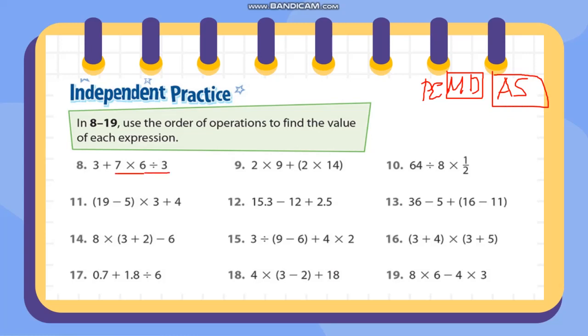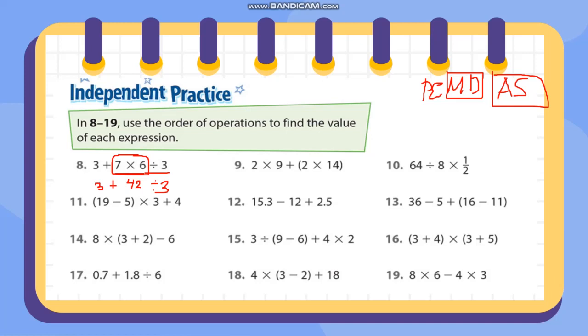Now, what is the rule? Which comes first from left to right? So the multiplication comes first. So we need to multiply first. So 7 multiplied by 6 is 42. Then we need to divide it by 3. Then we need to copy the remaining given. So we have now 3 plus 42 divided by 3.